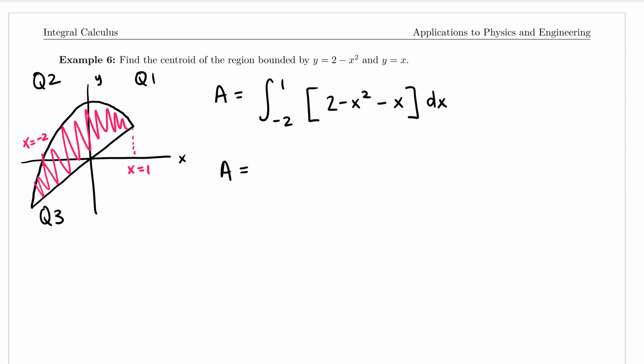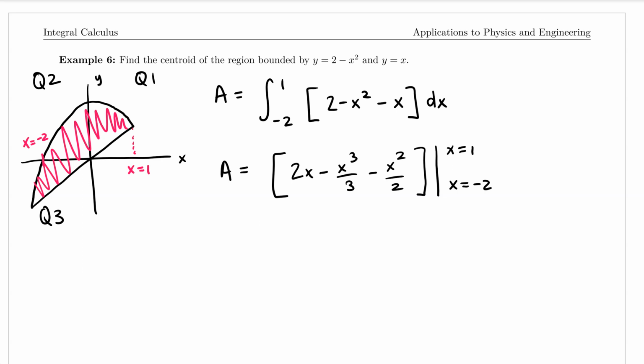Let's go ahead and use the power rule now. So we have 2x minus x cubed over 3 minus x squared over 2. And we're evaluating this between x equals -2 and x equals +1. And for the sake of time, I'm just going to tell you that this ends up equaling 9/2.